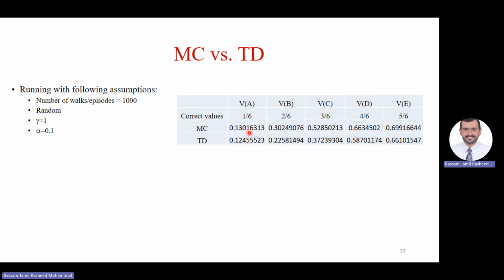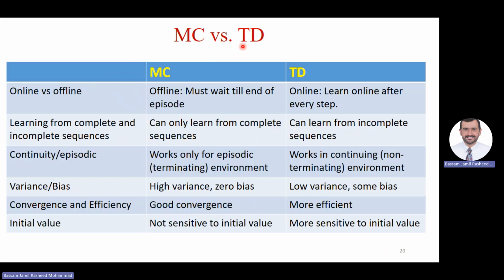The state value here is trying to approach 1 over 6, and notice B here approaching 2 over 6, C 3 over 6, D, and you will see that the performance of Monte Carlo is better, because they are catching up or saturating quicker, at least in this example, mostly. This is not an indication of the overall performance of the two methods, but in this example, Monte Carlo is catching up to the saturated corrected values quicker for the state values. So what's the difference between Monte Carlo and temporal difference?